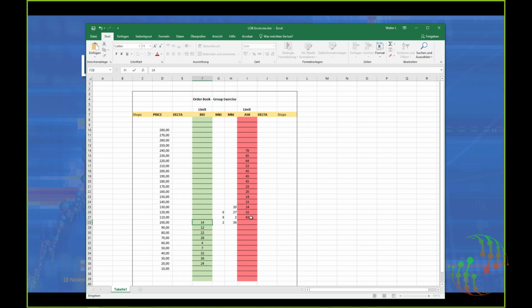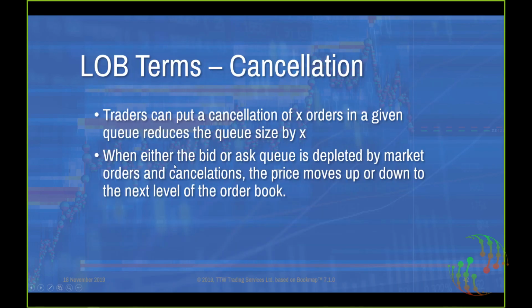If there is no bid at this level, for example, and suddenly one hits the bid here, then they are traded here. And when they eat every 14, for example, then the price follows down or goes down. Cancellation. A trader can put a cancellation of X orders in a given queue, reduced by the size.